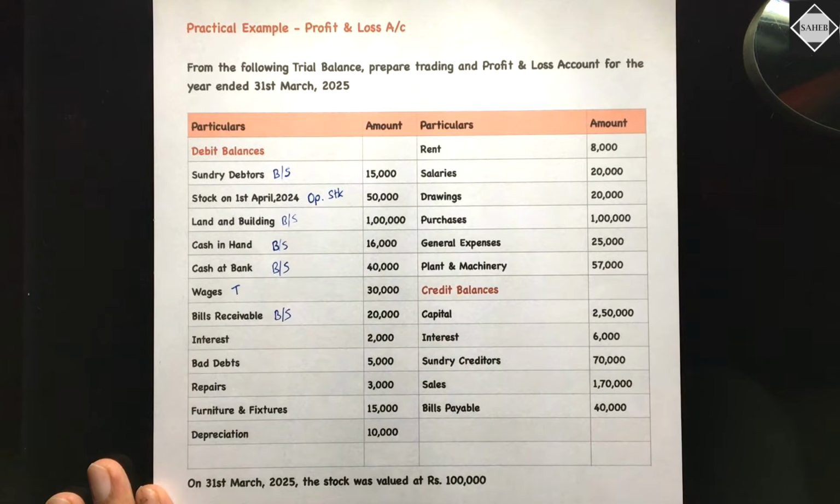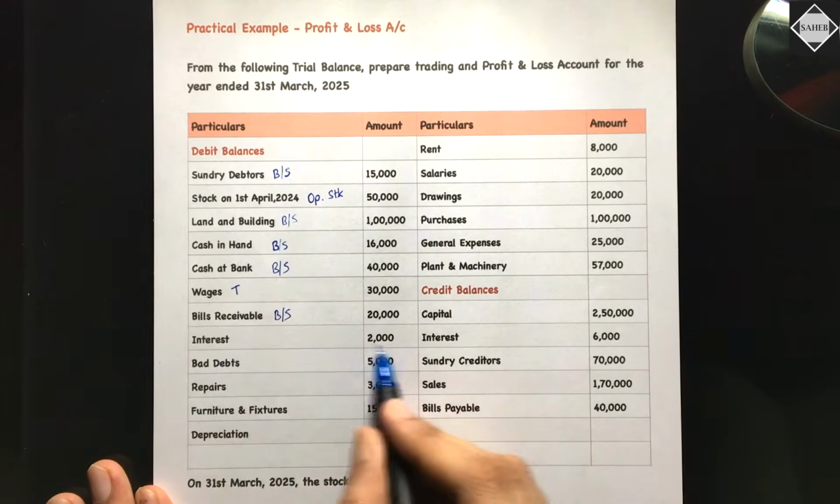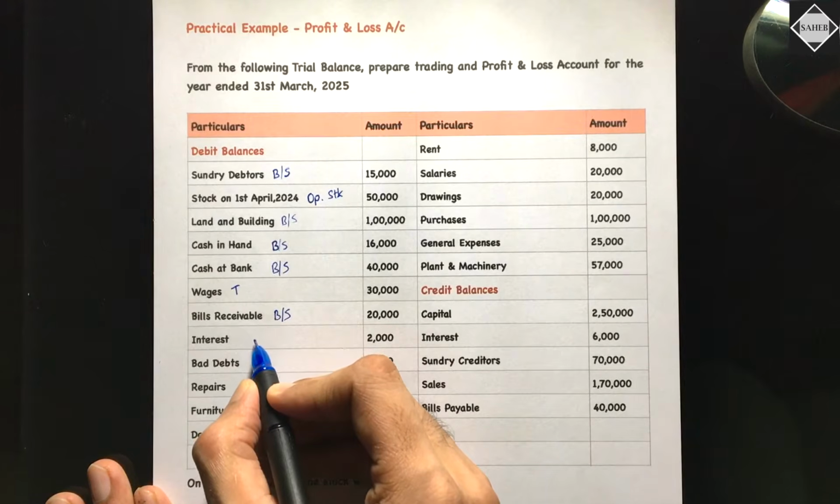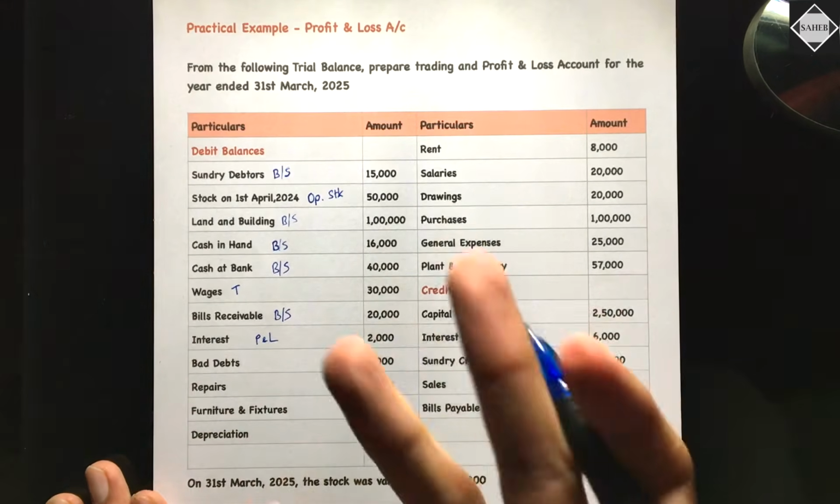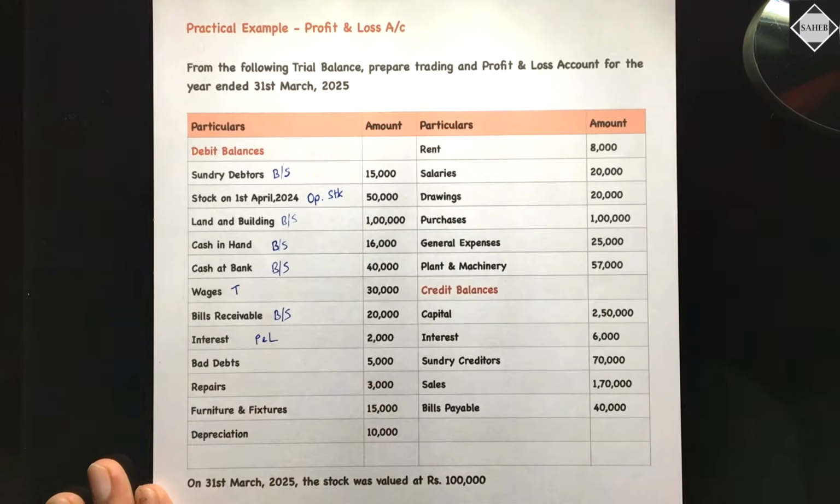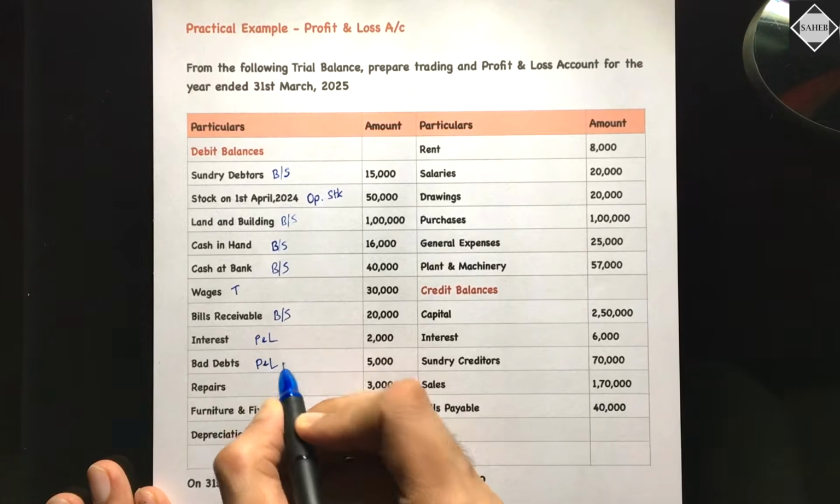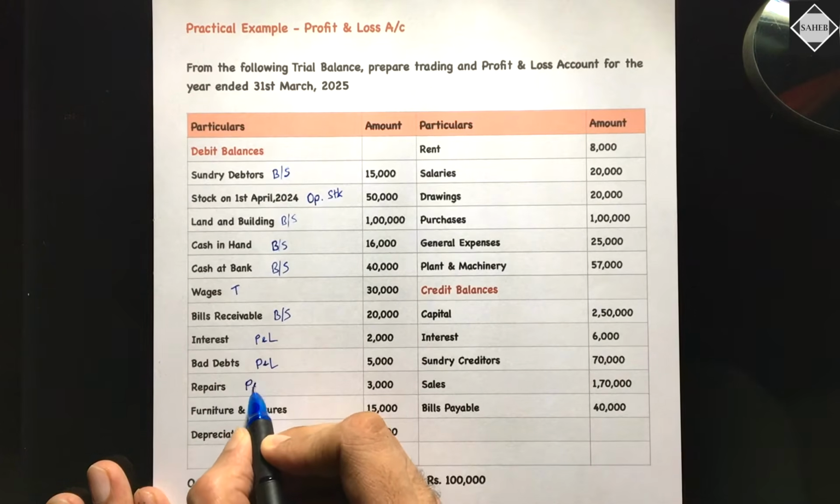Interest, it's given as a debit balance, right? So that means this is interest paid, an interest expense. Where will it go? It will go in profit and loss. Why? Because it is not a direct expense. It is an indirect expense. Then we have bad debts. Bad debts also will go in P&L, right? And then repairs. Repairs is also a P&L item. It's an indirect expense, isn't it?